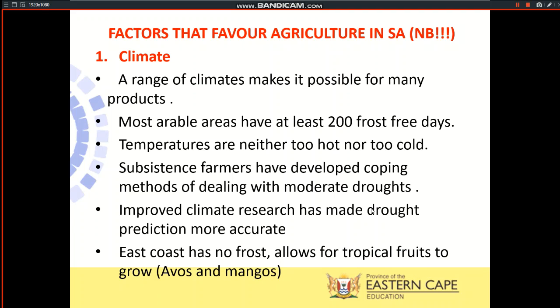And then our last one over here is the East Coast. On the East Coast, we have warmer weather conditions, favored by a warmer climate, higher temperatures. It has no frost. It allows for tropical fruits to grow, such as avos and mangoes, because of the type of climate that you have on the East Coast. There's also high rainfall on the East Coast, and that favors sugarcane farming.